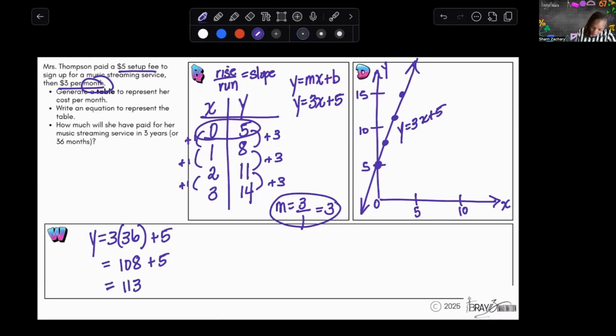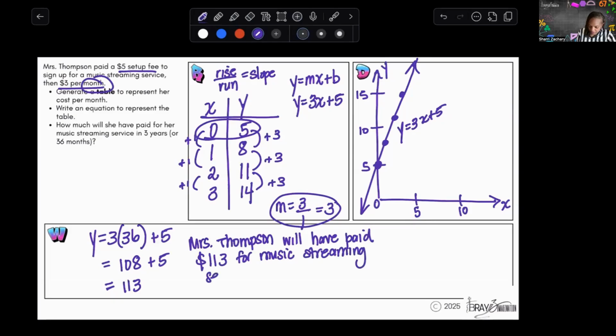So now I can write my sentence to answer the question. Mrs. Thompson will have paid $113 for music streaming service for 3 years. Period.